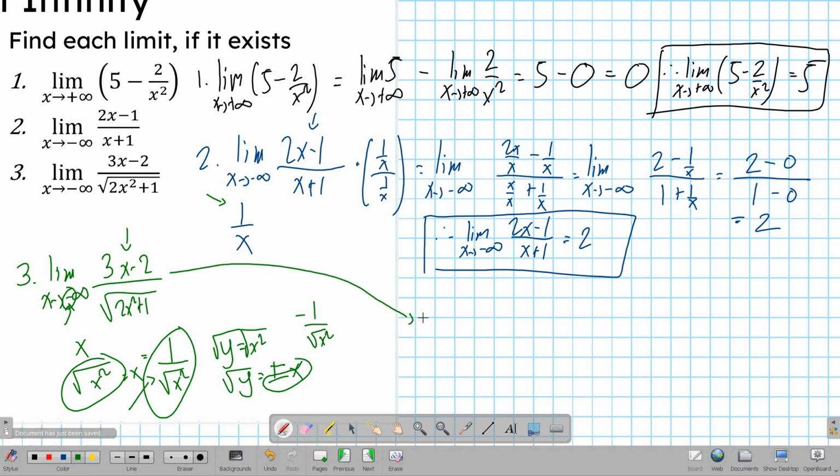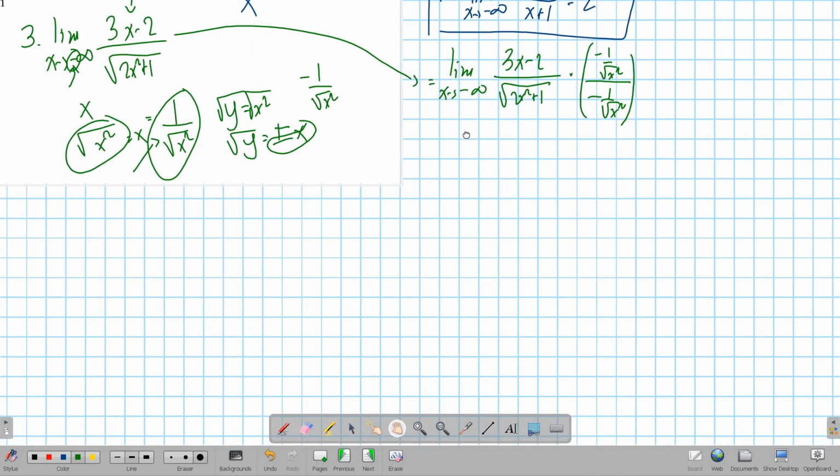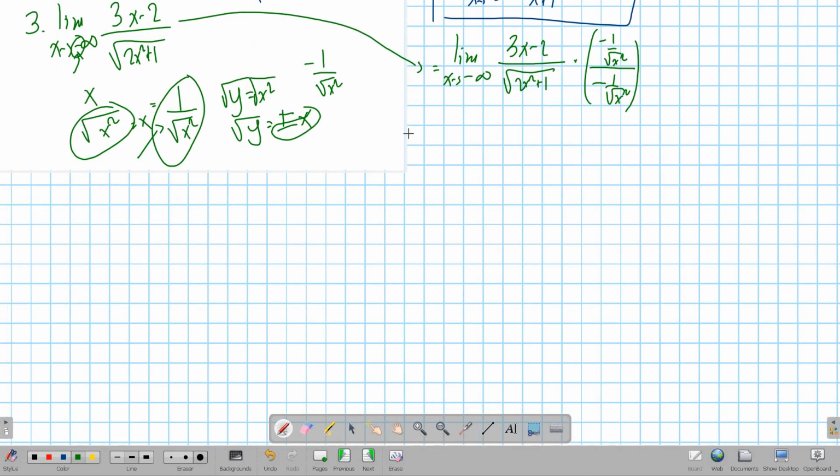Therefore, this will then be equal to the limit as x approaches negative infinity of 3. Let's write it first in this form: (3x - 2) over the square root of (2x^2 + 1), times negative 1 over the square root of x squared, over negative 1 over the square root of x squared. Let's pull this one up. There you go.